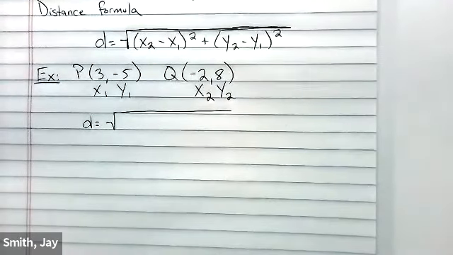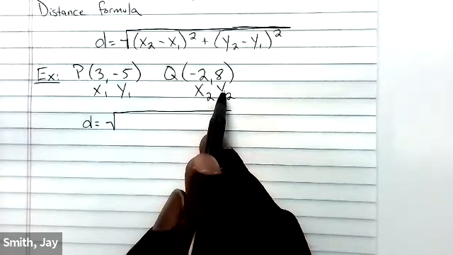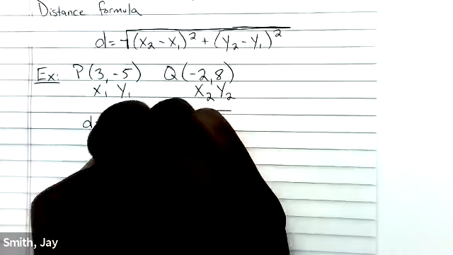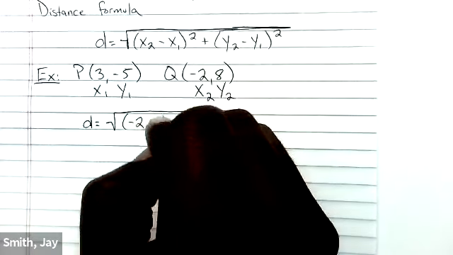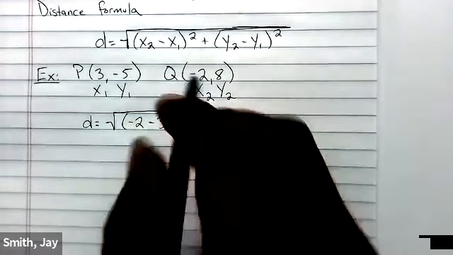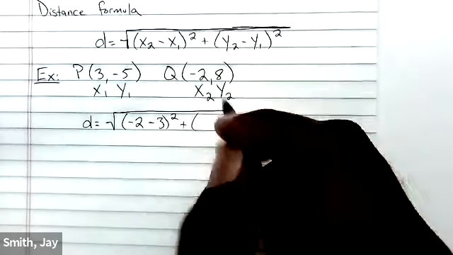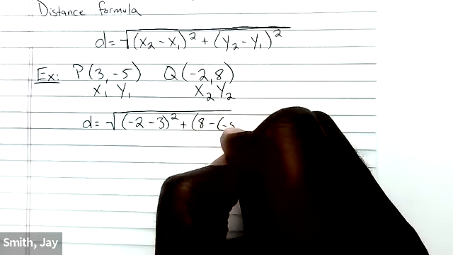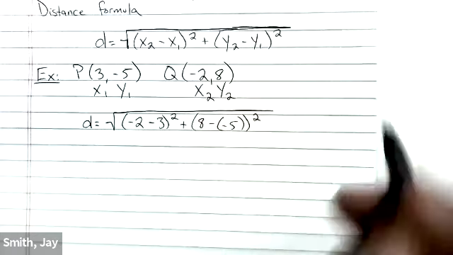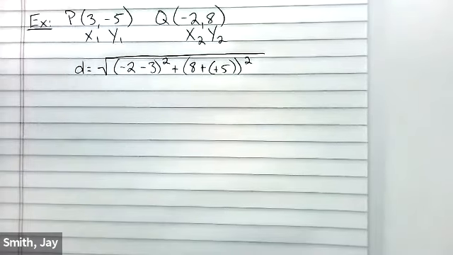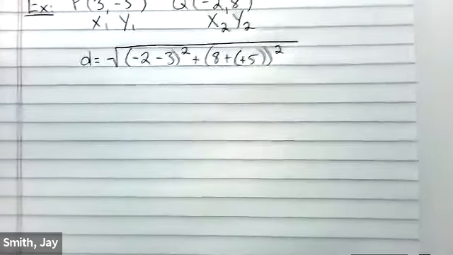There is x2 minus x1, or in this case, 8. Oh, I'm sorry. It's -2 minus 3. That quantity squared, that's my x2 and my x1 respectively. Plus y sub 2 minus y sub 1, or in this case, 8 minus a -5. And that quantity is also squared. Okay. Want to remember that anytime we subtract negative, same thing as addition. So here that 8 minus a -5, same as 8 plus 5.